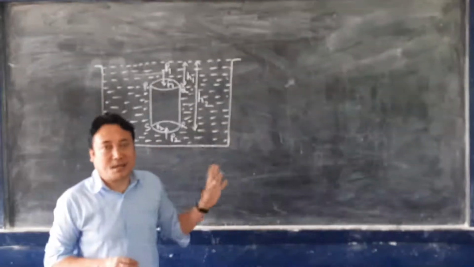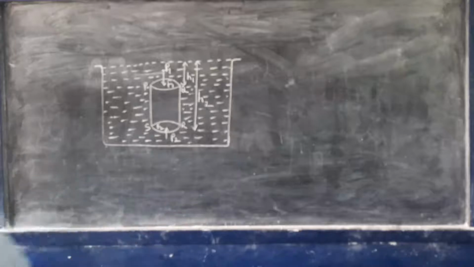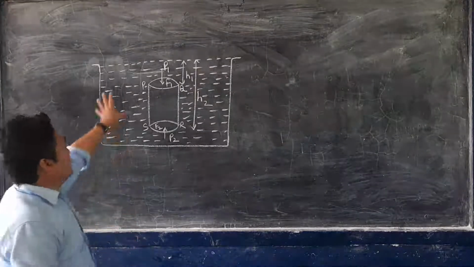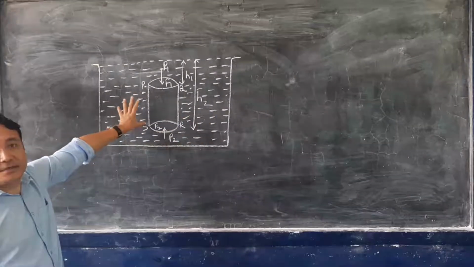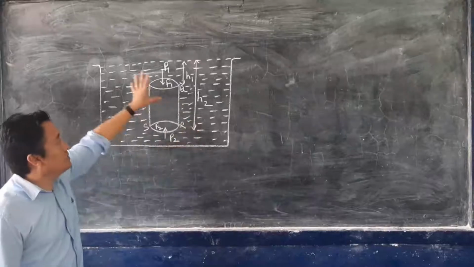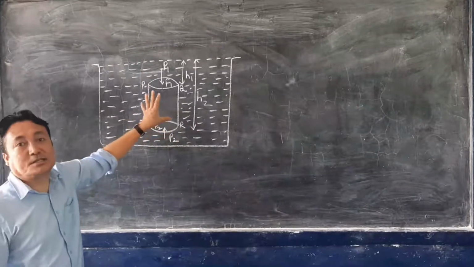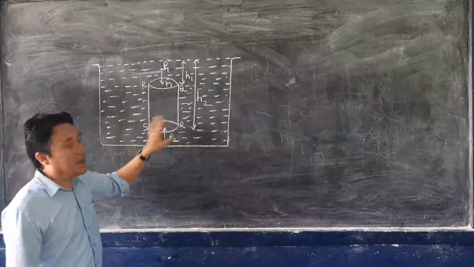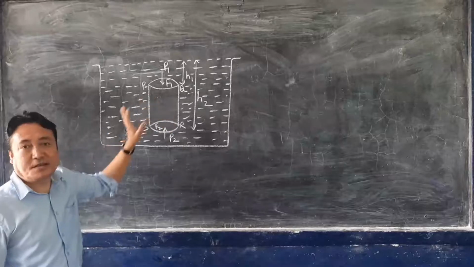So let us come to the mathematical calculation for that. First of all, you take a vessel, fill it with water, and put a cylindrical body PQRS here, and you immerse it inside the fluid.